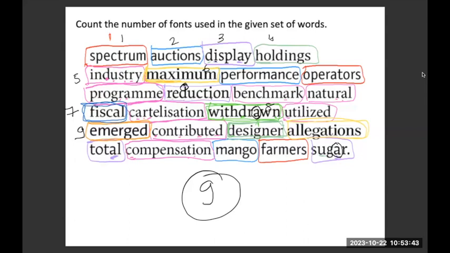Okay. Ma'am, actually, in one, reduction and withdrawn are the same, and in another it is like this. Withdrawn and, sorry, what are you saying? Withdrawn and reduction are the same. Display and reduction aren't the same. The As are different.